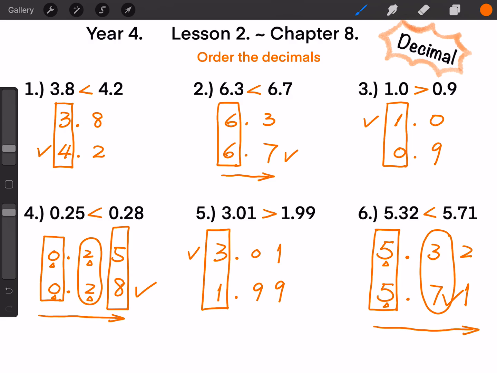Great, that's all for Chapter 8: how to order the decimals, or compare the values of decimals. One important thing deserves to be remembered: always start from the most left position.